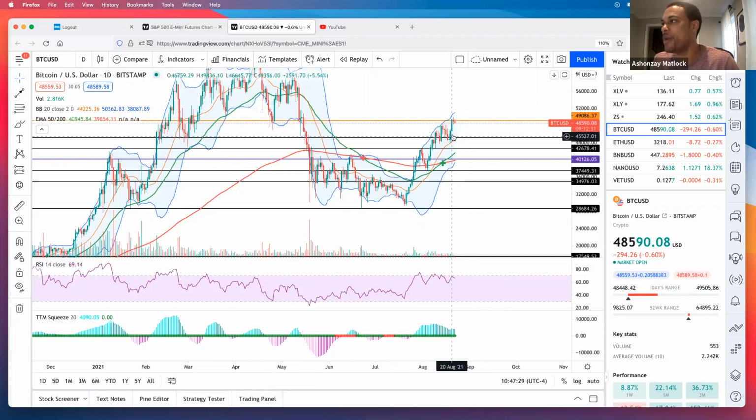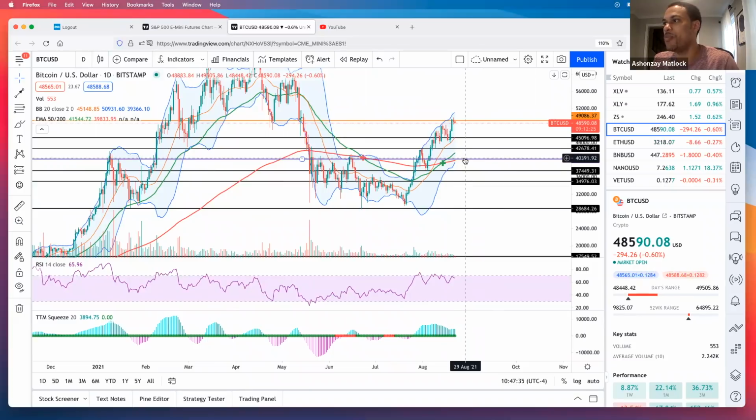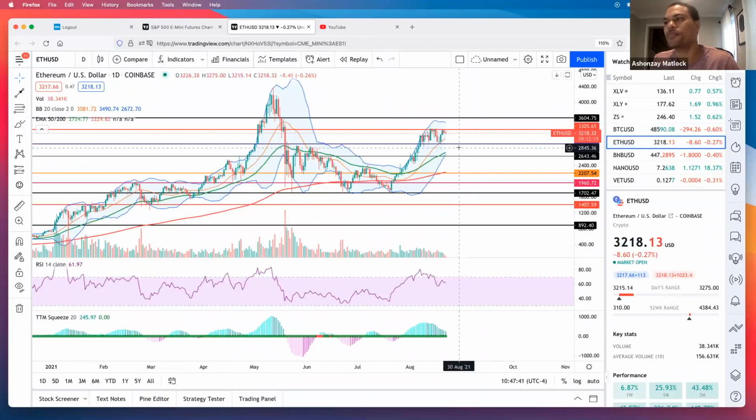If it does pull back to this 45, that could be an entry. And then if it goes down to this 40, 41, again, definitely another entry for you guys to be able to get in. Let's go to Ethereum.